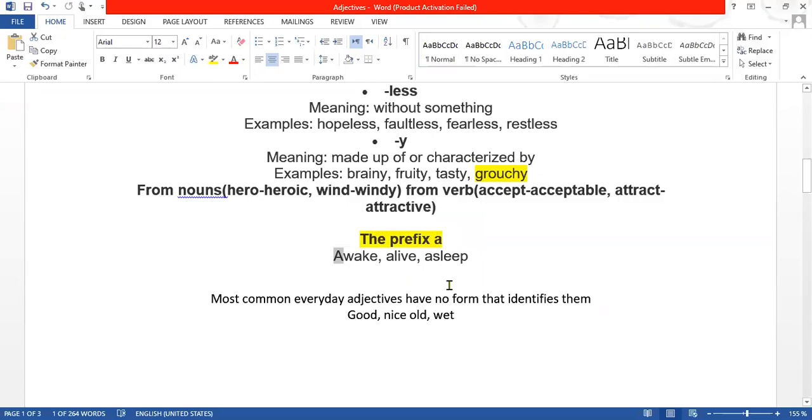Or for example, sleep is a verb when you say he sleeps all the time. And when you say he is asleep all the time. So see, if you remember that state sentence which I told you, whenever we have a subject and a state verb, then we can have an adjective. So asleep is what? This is an adjective, and sleep is a verb.